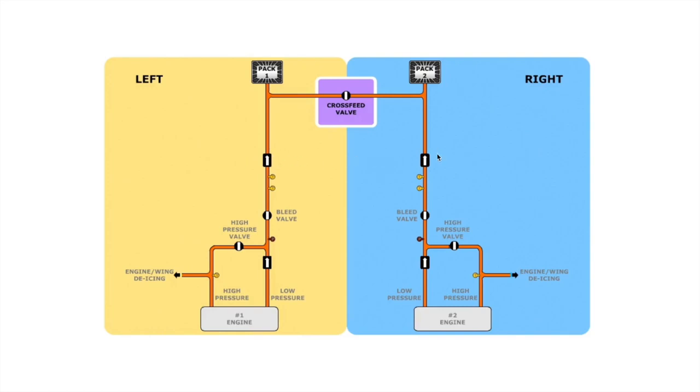These two non-return valves are located so that when the crossfeed is used, the air does not go into the other pack. If one bleed fails in flight, we cannot use the crossfeed valve to operate both packs from one bleed because a single feed is not sufficient to supply both packs. If only a single pack is operational, the maximum flight level is limited to flight level 200 or 20,000 feet, as a single pack cannot provide pressurization above flight level 200.